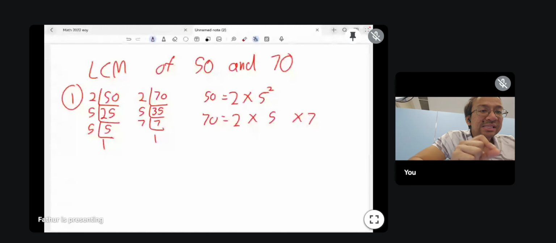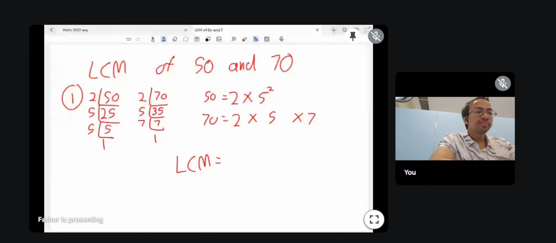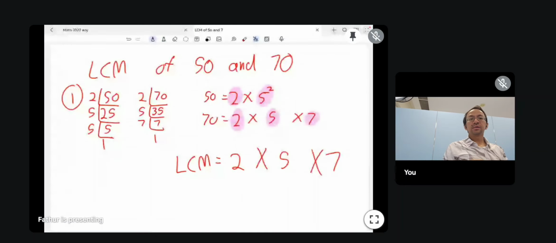First of all, list out all the numbers available. What are the numbers you see? I see number 2. I see number 5. I see number 7. So I put 2, 5, and 7. Make sure you list out first. Don't care about the power first. List out all the numbers first. Then now you analyze the power. If the numbers are the same, take the higher or equal power.